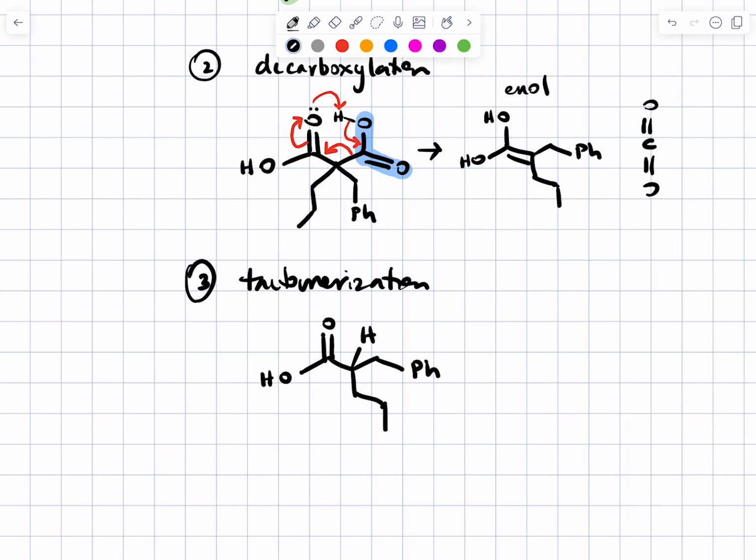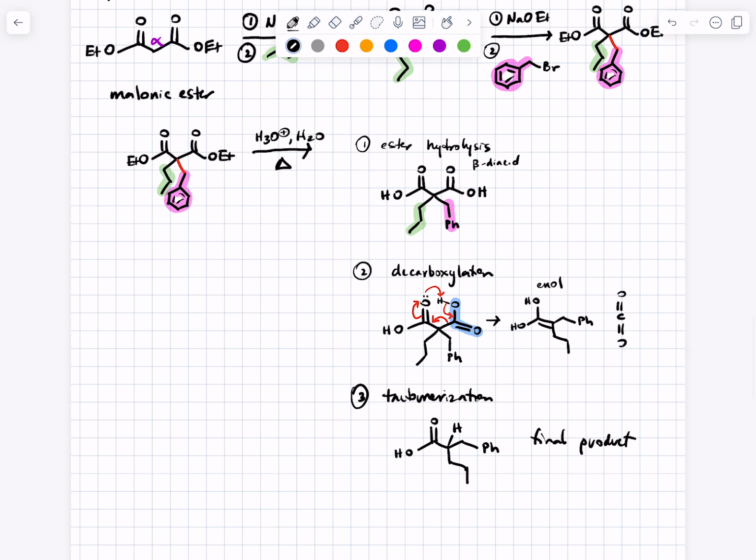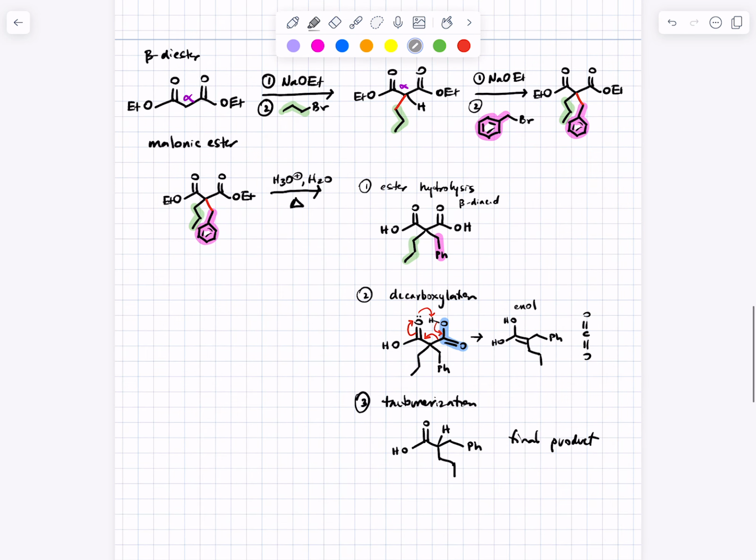Which looks like this. Okay? So this is our final product. Notice that from our starting material up top, which was malonic ester, these groups, the carbonyl oxygen, the alpha carbon, and the carbonyl carbon, are these three atoms in the product.